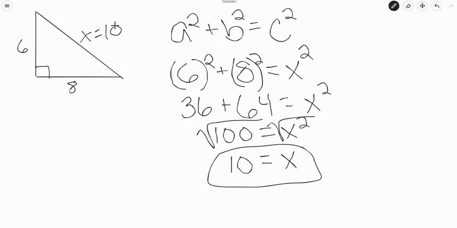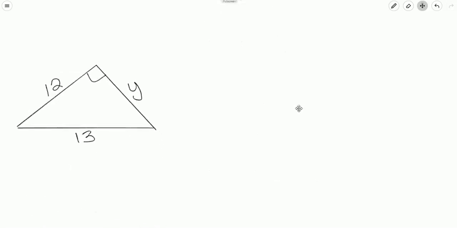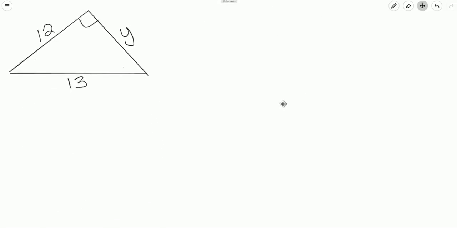So I have another example for you that I'm going to do where we're actually not finding the hypotenuse, we're going to find one of the sides. So we're still going to use a squared plus b squared equals c squared. Okay, and our variable now is the lengths of either a or b, whichever one you choose. So I'll do this side of 12 units as a.